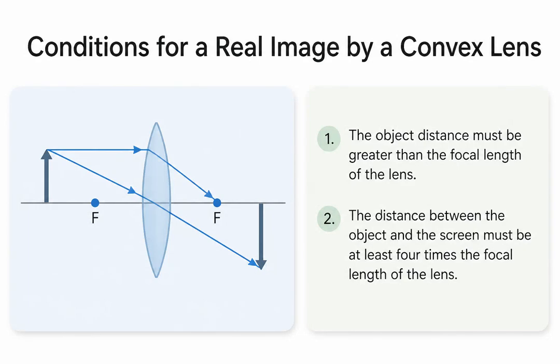To summarize the requirements for a convex lens to form a real image on a screen, first, the object must be placed further from the lens than its focal length. Second, as we proved earlier, the total distance between the object and the screen must be at least 4 times the focal length of the lens.